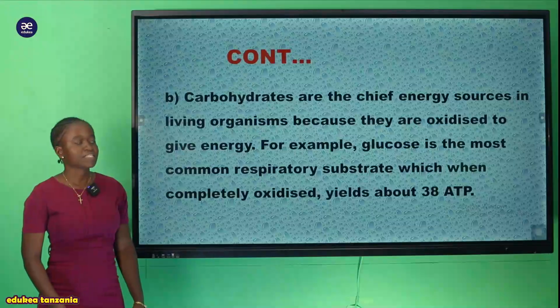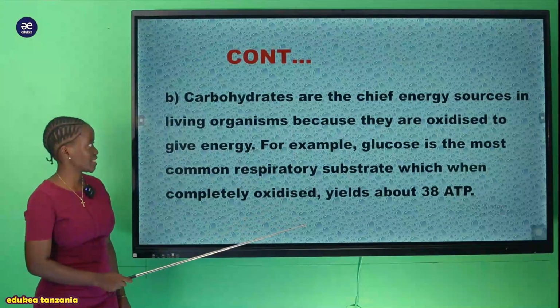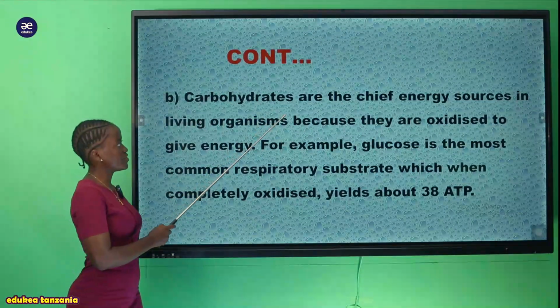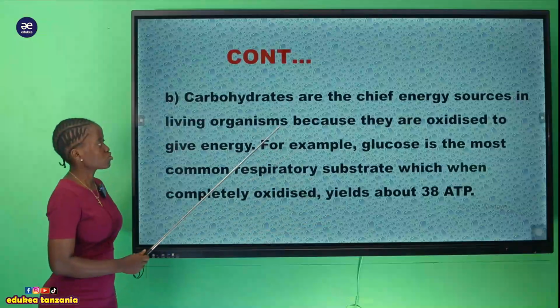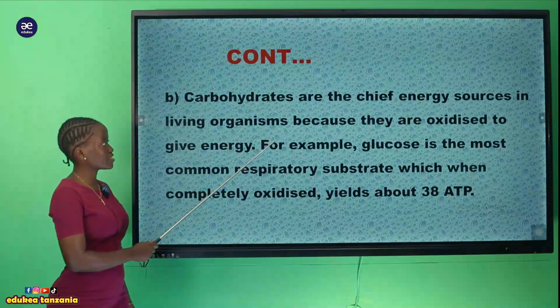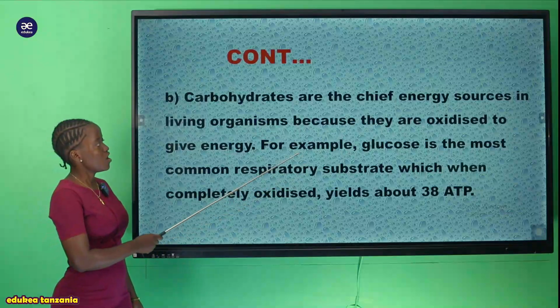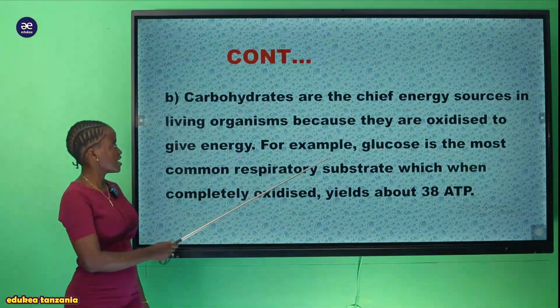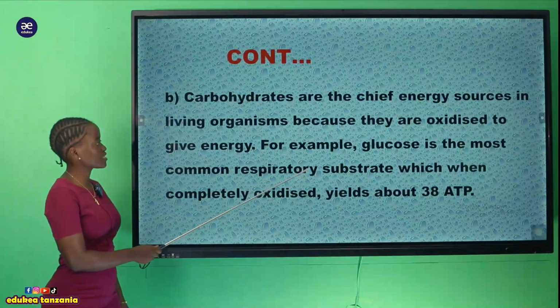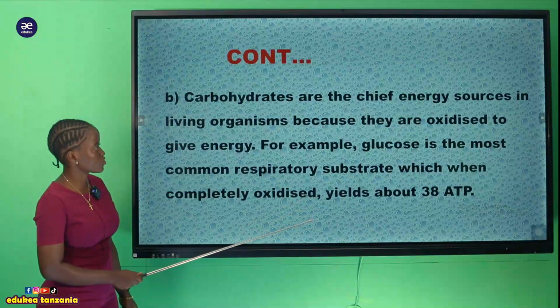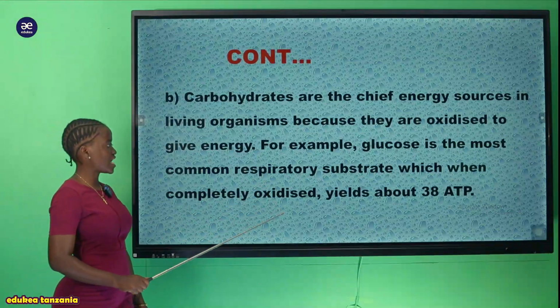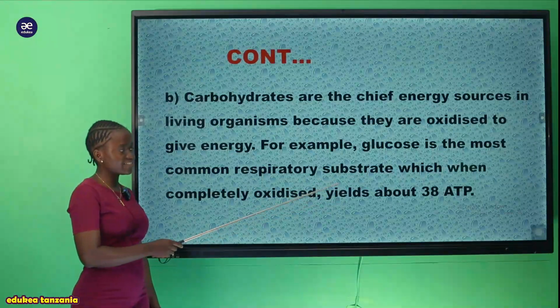So we can make all of them due to the presence of the monosaccharide, and that becomes the first function. The second function of the carbohydrate, and here we can say that the carbohydrates are the chief energy source in the living organism because they are oxidized to give energy. For example, glucose is the most common respiratory substrate, which when completely oxidized yields about 38 ATP.